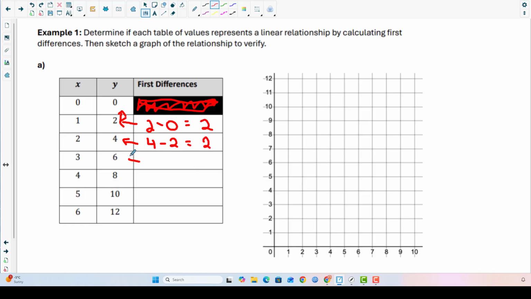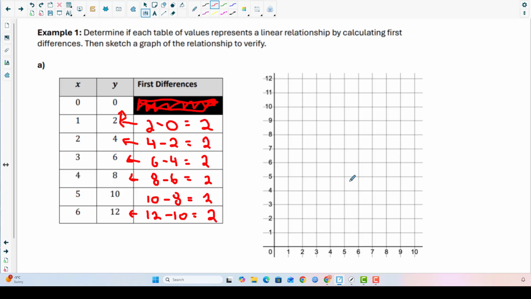And we continue doing this. We have 6 here, 6 minus 4, which equals 2. Here we have 8, 8 minus the value above, which is 6, which is 2. Here we have 10 minus 8, which is 2. And finally 12 minus 10, which is 2. So in this example, because our first differences are all constant, meaning the same value, they're all 2's, this relationship should be a straight line.